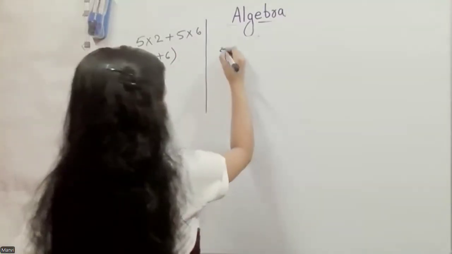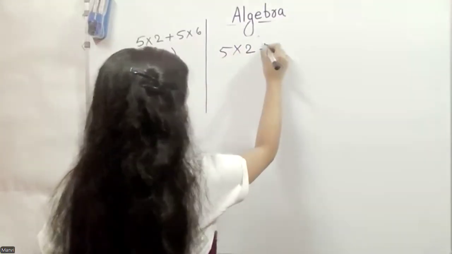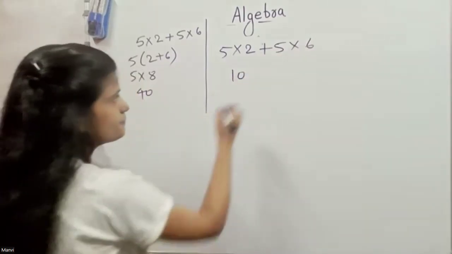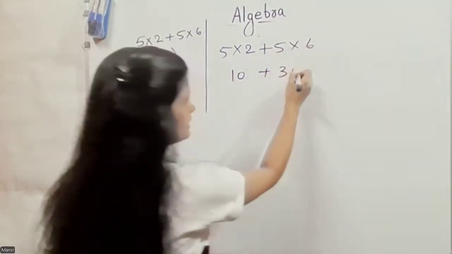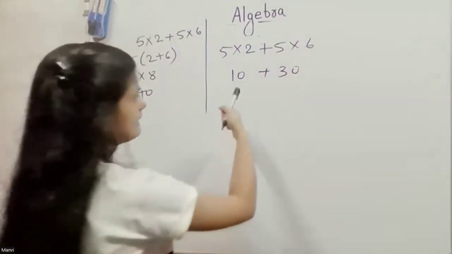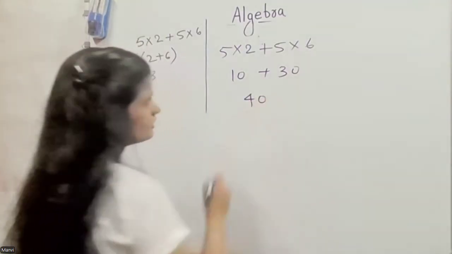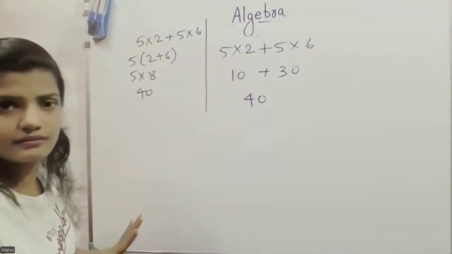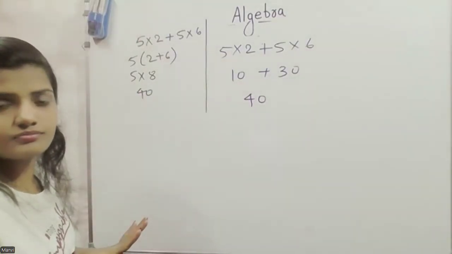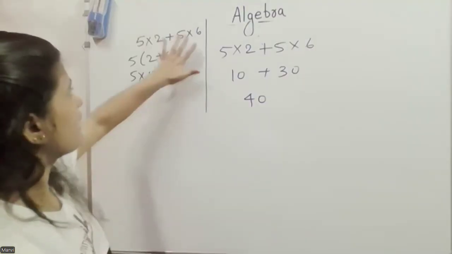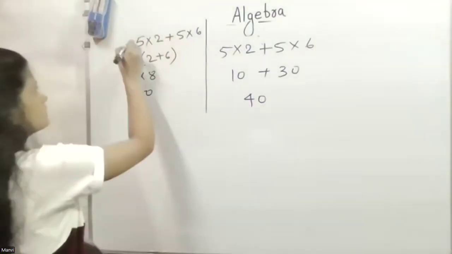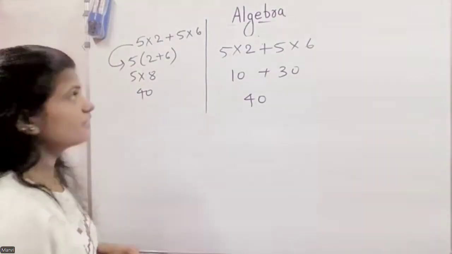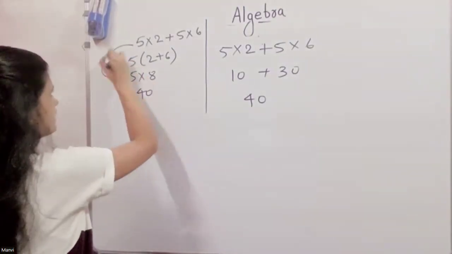Okay, try the other way, which is 5 times 2 plus 5 times 6. So 5 times 2 is 10, plus 5 times 6 is 30, right? And 10 plus 30 will be 40. You can see that both are the same actually. So we can write it this way as well, and we can go from here to there also.